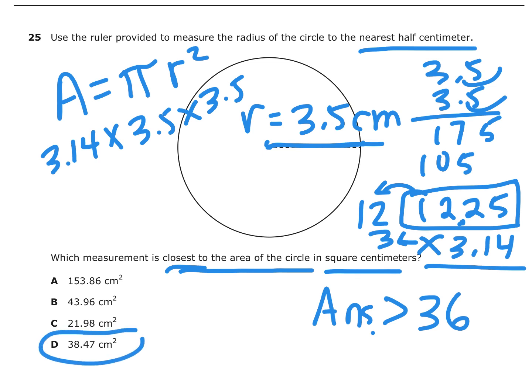There's an answer here, 38.47. Now, if you prefer to multiply 12.25 times 3.14, you're going to get an answer pretty close to 38.5 or 38.47. All I know is that the answer has to be more than 36 because I did 12 times 3 is 36. You can do it this way as an approximate value, or you can multiply it out, or you can do both and check it out.